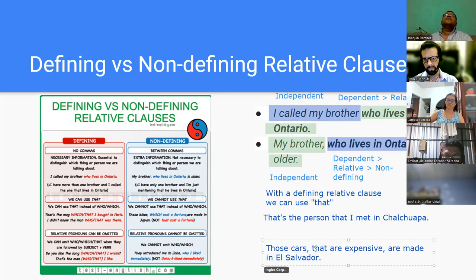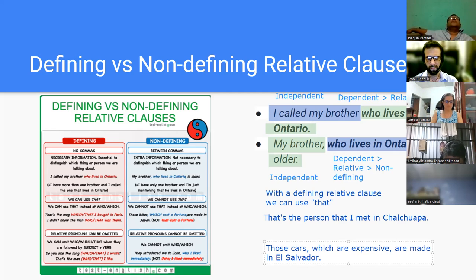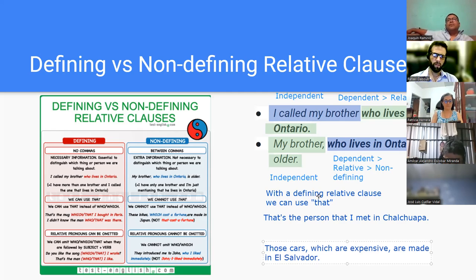So, guys, this is grammatically incorrect. We cannot use that. It's impossible. We need to use which. Got it? Those cars which are expensive are made in El Salvador. Is it because of the plural, teacher? Is which used to refer to a plural instead of that? No, it's because of the rule for non-defining. Exactly. With a non-defining relative clause, guys, you cannot use that. Never, because that's extra information.